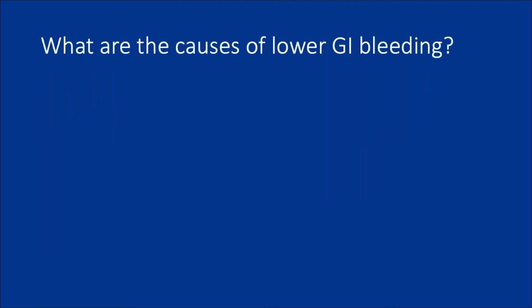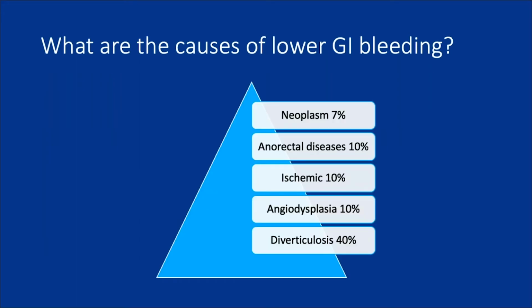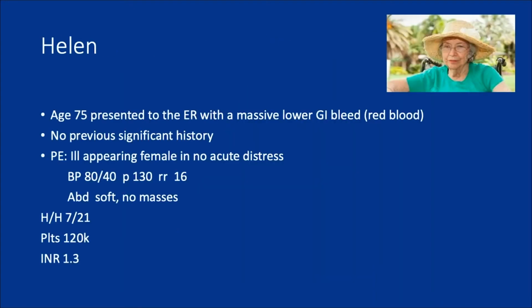So what are the causes of lower GI bleeding? We all know that, and we know the percentages, but here's a quick review. Diverticulosis being the major source, and there's a whole bunch of others. Several of these we're going to be talking about in the upcoming slides.